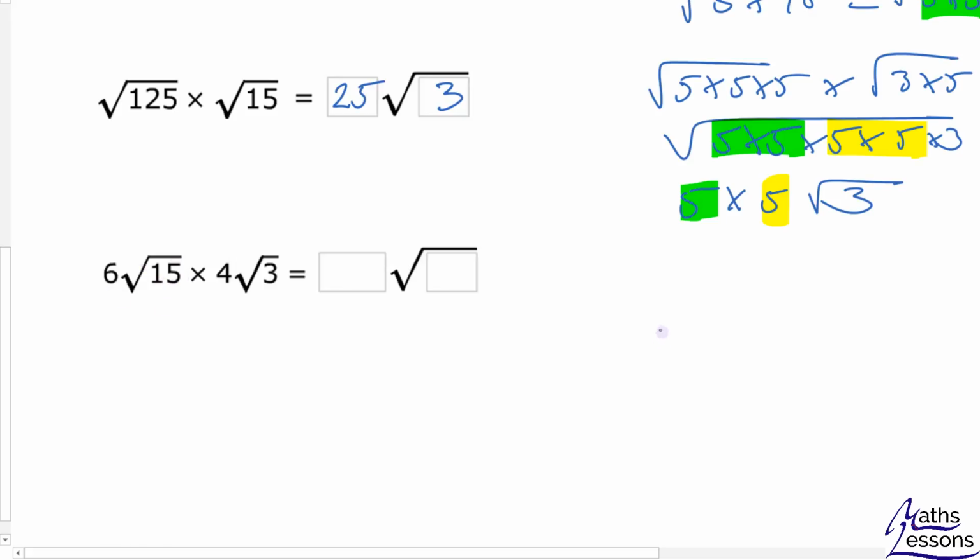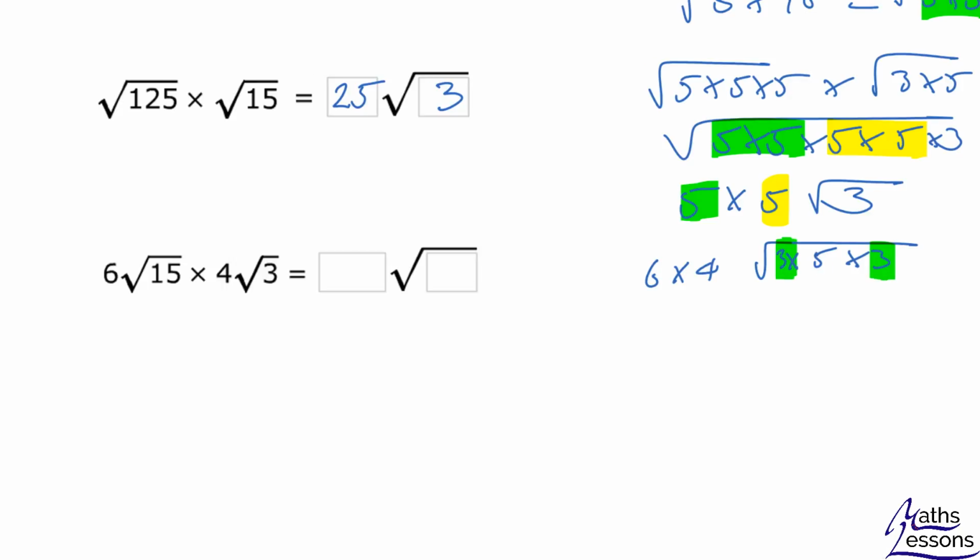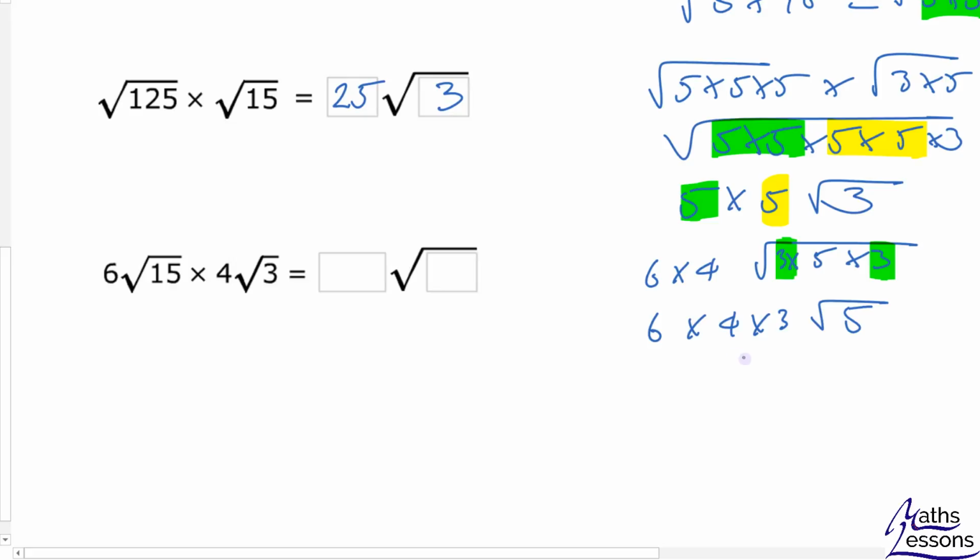This one, well, we've already got 6 times 4 outside, so 6 times 4 can go outside. And then we've got 15 times 3, which is the same as 3 times 5 times 3. And we can see we have another pair, which when square rooted gives you one number that will come out. So we get 6 times 4 times 3 coming out the brackets. So 4 times 3 is 12, times 6 gives us 72, root 5.